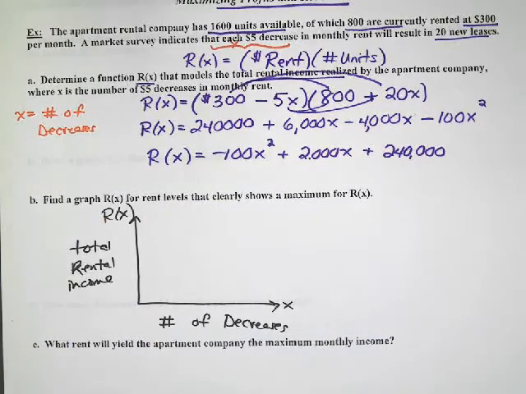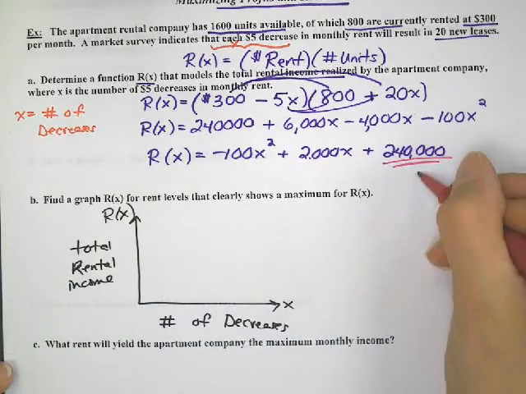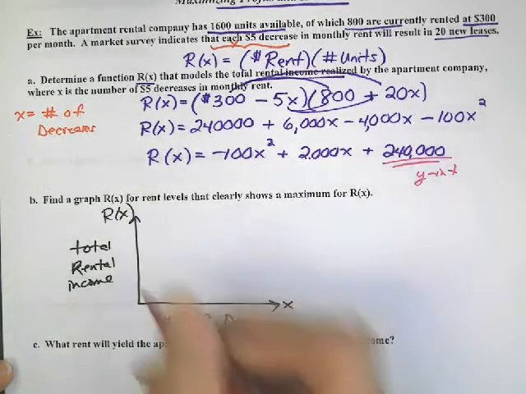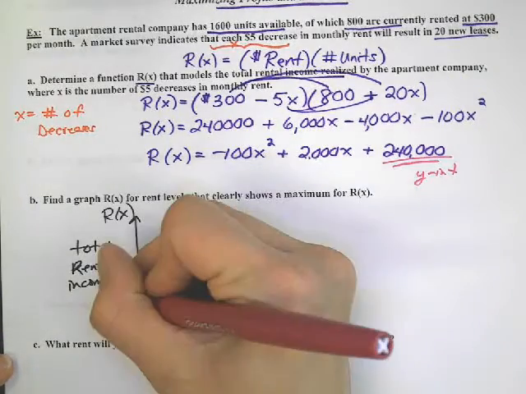Okay. How about a y-intercept? Where does this graph touch the y-axis? The y-intercept right there. Holy cow, $240,000.